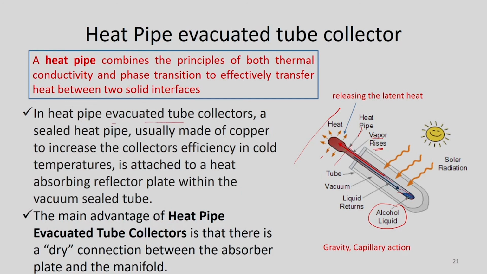So, in heat pipe evacuated tube collectors, a sealed heat pipe, usually made of copper to increase the collector efficiency in cold temperatures, is attached to the heat absorbing reflector plate within the vacuum sealed tube. The main advantage of this heat pipe evacuated tube collector is that there is a dry connection between the absorber plate and the manifold. So, there is no wet connection, no fluid will be contacted. This is a very good technology and efficiency is very high, but somewhat costly.